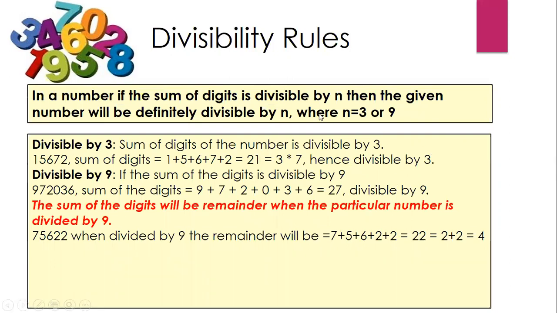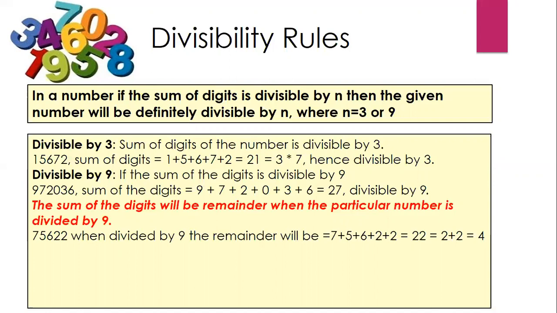Now we have the divisibility rule for numbers such as 3 and 9. These two numbers have the divisibility rule of finding the sum of the digits. If the sum of the digits is divisible by 3, then the whole number will be divisible by 3. The same rule is applicable for 9. If the sum of the digits is divisible by 9, the whole number will be divisible by 9. For 9 alone, we have one more property for remainders: the sum of the digits will be the remainder for the number when divided by 9.